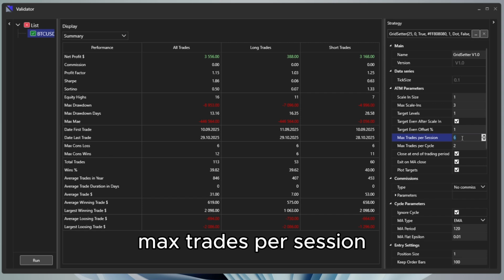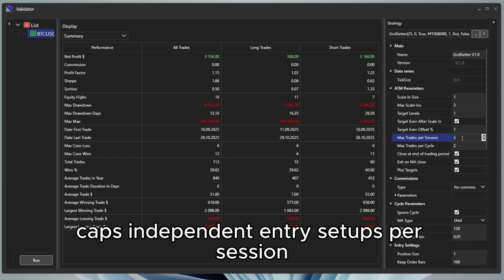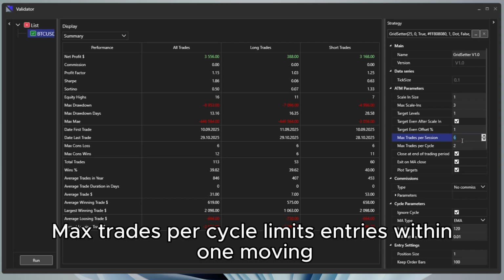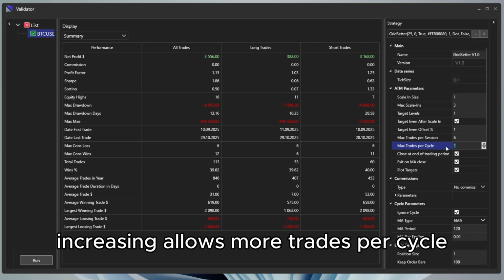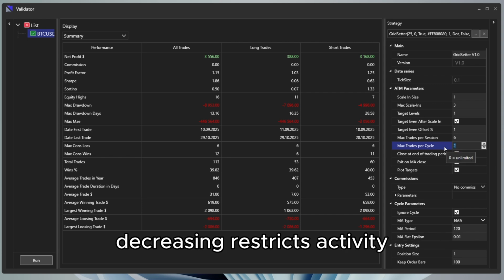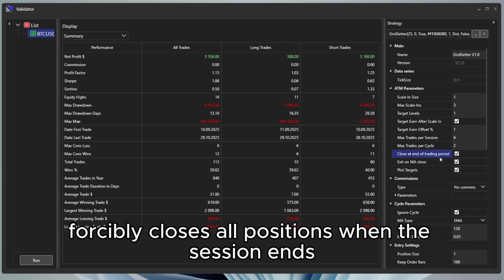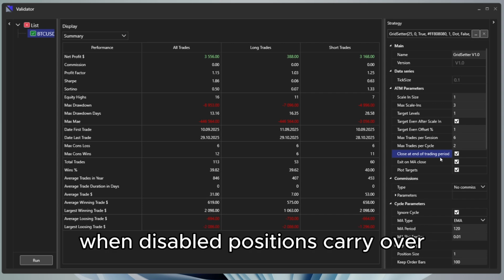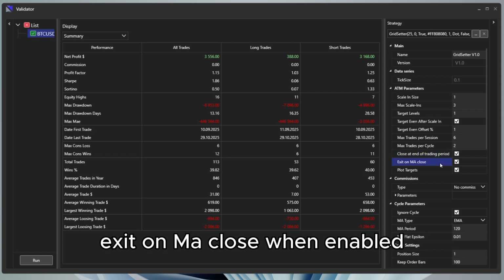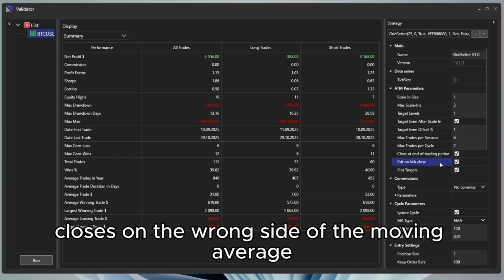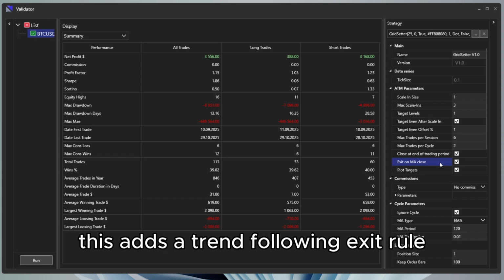Max trades per session caps independent entry setups per session. Increase for more activity. Decrease to limit daily trades. Max trades per cycle limits entries within one moving average direction. Increasing allows more trades per cycle. Decreasing restricts activity. Close at end of trading period, when enabled, forcibly closes all positions when the session ends. When disabled, positions carry over. Exit on MA close, when enabled, automatically closes positions if price closes on the wrong side of the moving average. This adds a trend-following exit rule.